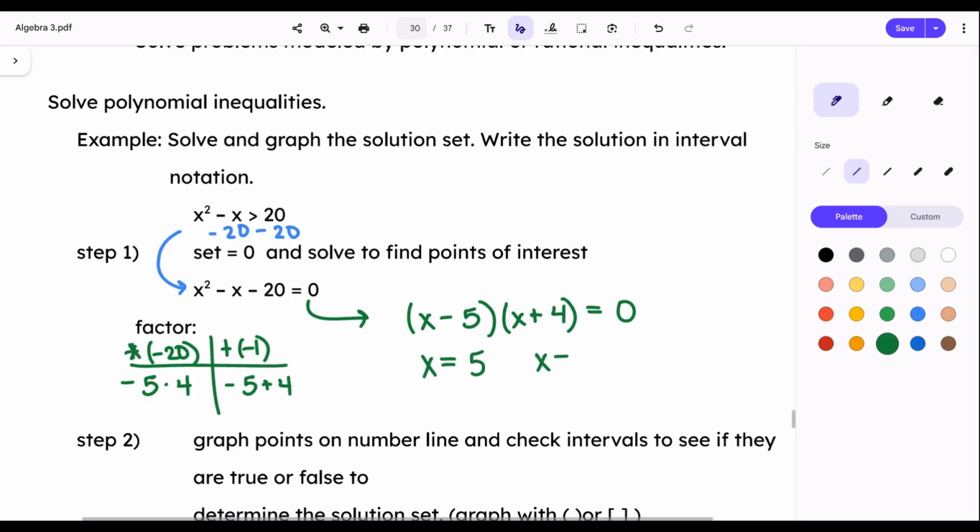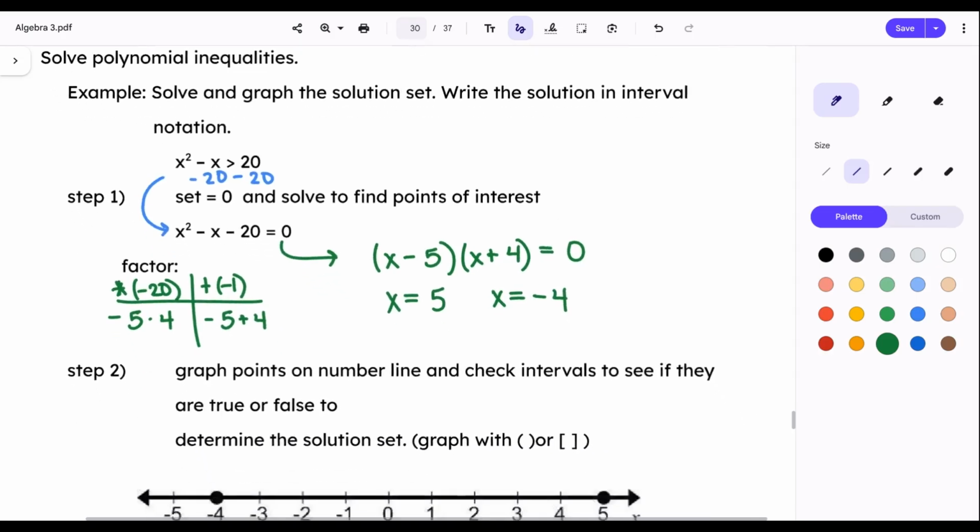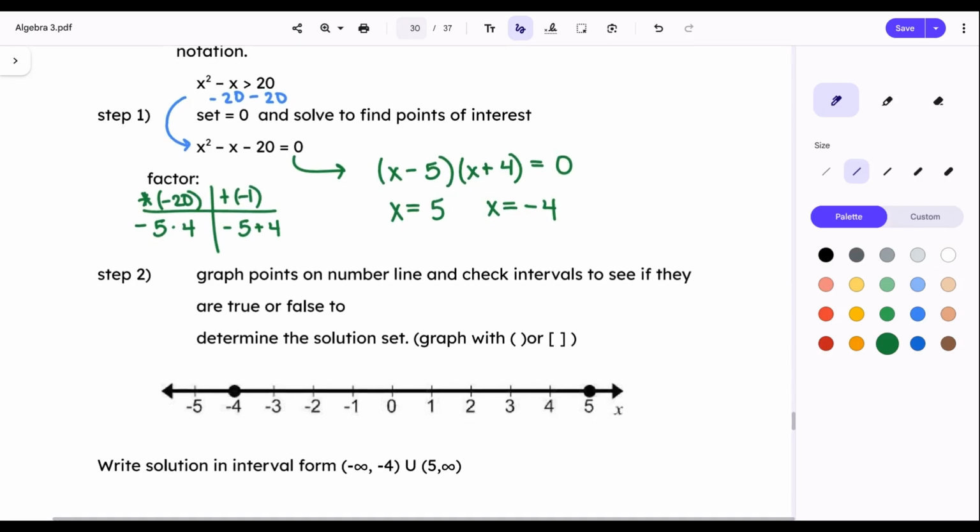Positive 5 and negative 4. Okay, so now what we're going to do is look at how this goes on to a number line. So we're going to put these 2 points, and they have those down here for you. They have negative 4 and positive 5 already put on the graph.